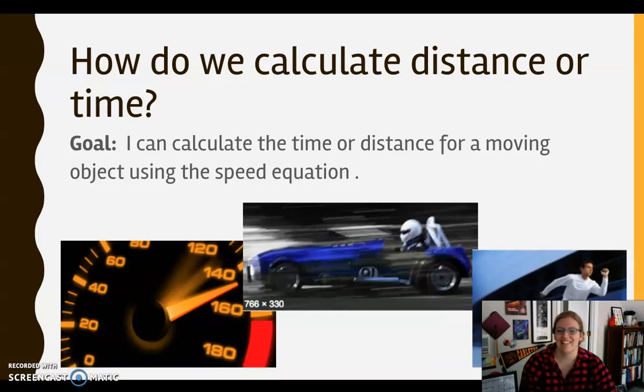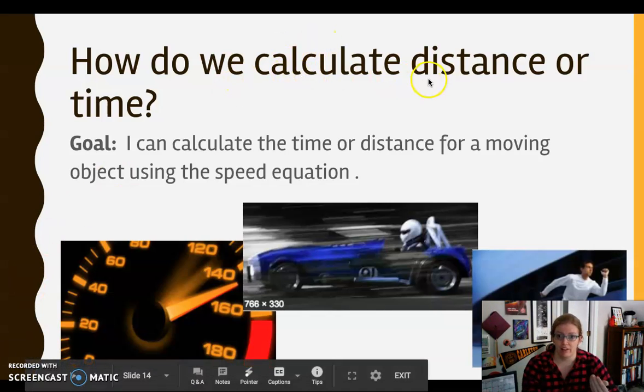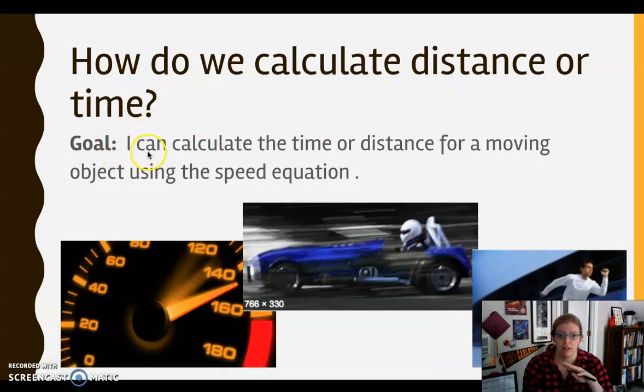Hello, physical scientists. Ms. Getz here, and today we're going to talk about taking our speed equation even further so that we can use that equation to calculate distance or time. So your goal by the end of this video is that I can calculate the time or distance for a moving object using the speed equation.